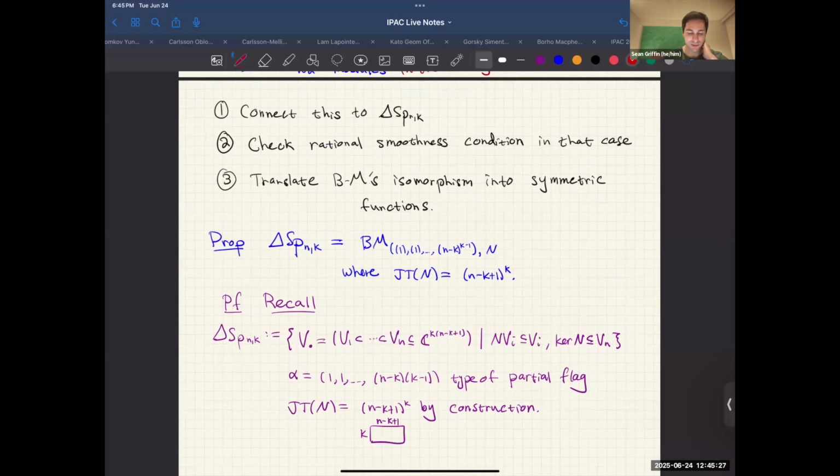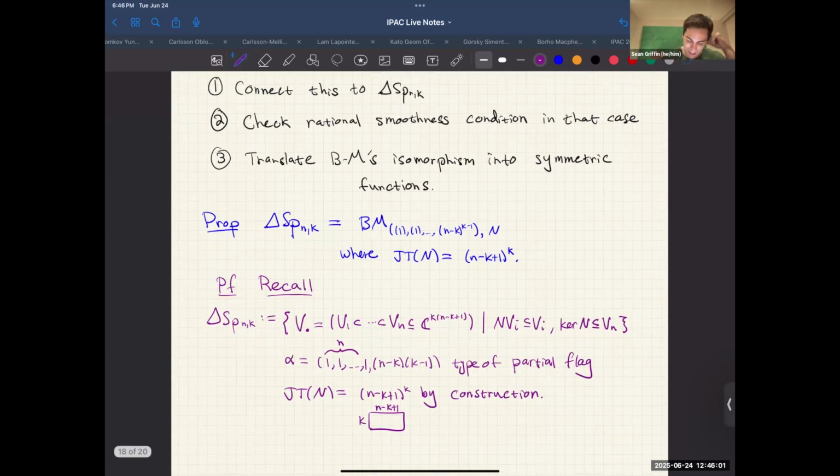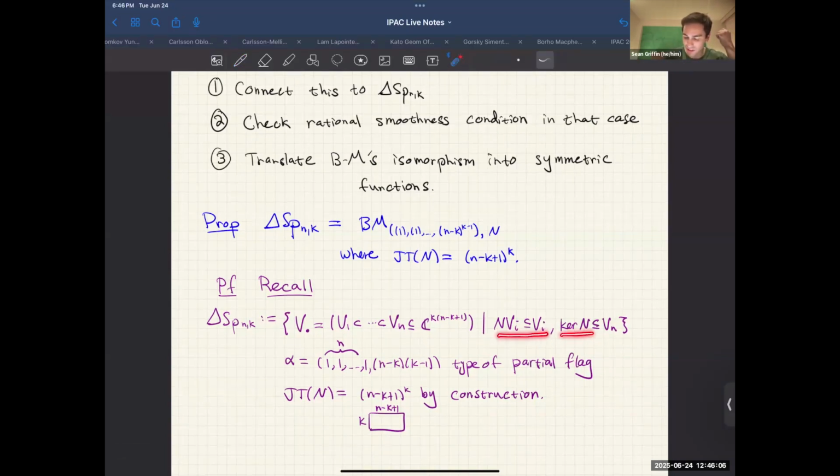Okay. So why does the delta Springer variety fit into this picture? I'll remind you of the definition. We have partial flags of this particular type. Alpha, I already wrote down alpha down here. Alpha has n parts of size 1, and then a large dimensional piece. And then we impose these two extra conditions.